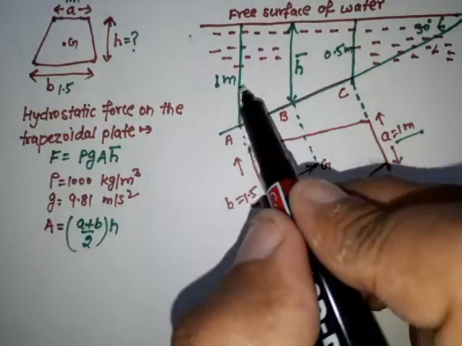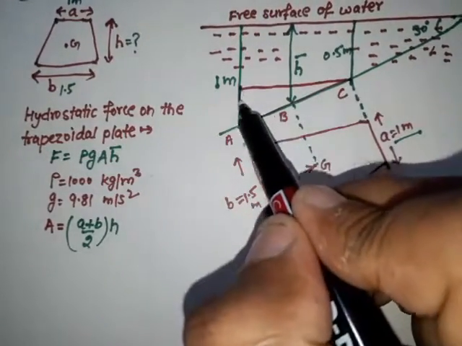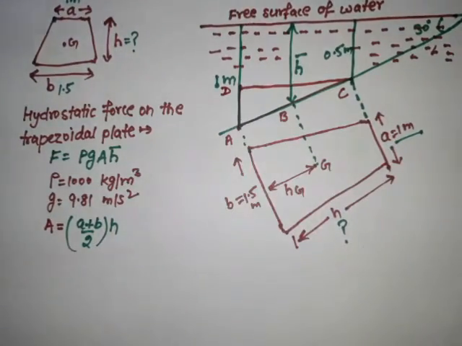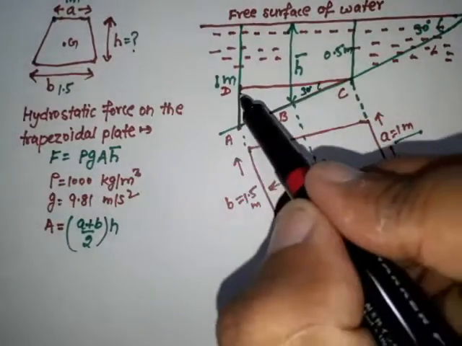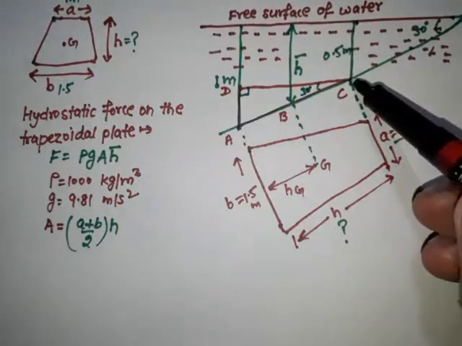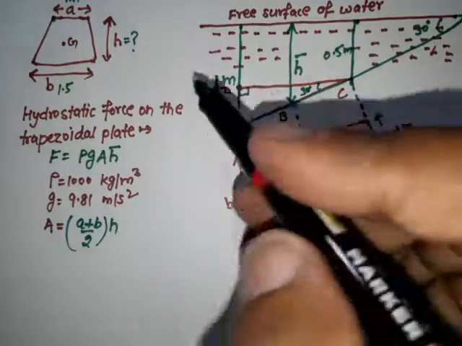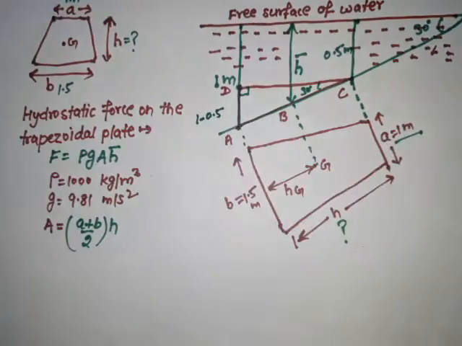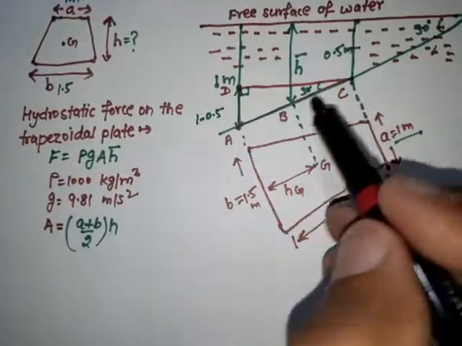So suppose I plot a rectangle, this is a rectangle ACD, and it makes an angle of 30 degrees, this is 90 degrees. So this is 0.5 meter, this is also 0.5 meter, and the distance AD is equal to 1 minus 0.5. So this is a right angle triangle.